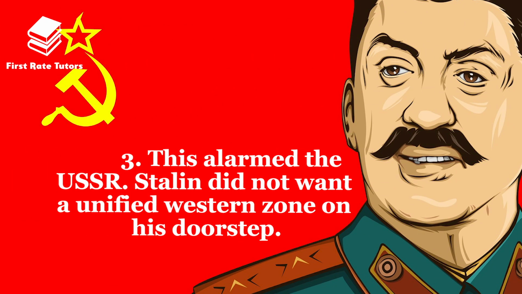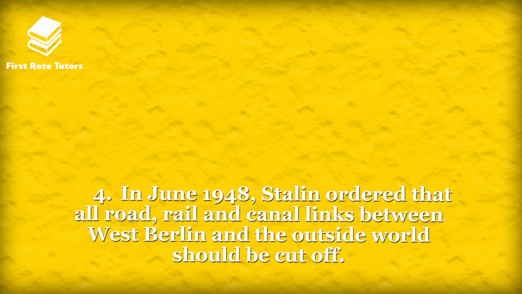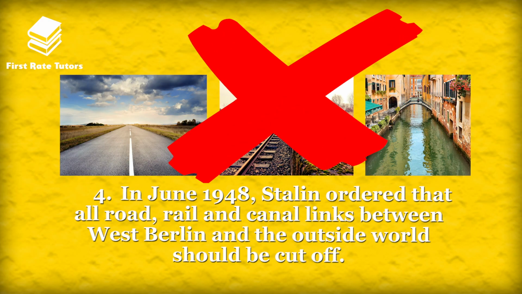Stalin did not want a unified Western Zone on his doorstep. West Berlin's strong capitalist economy embarrassed the USSR and made communism look weak, and as a result, Stalin decided to blockade Berlin. In June 1948, he ordered that all road, rail and canal links between West Berlin and the outside world should be cut off.